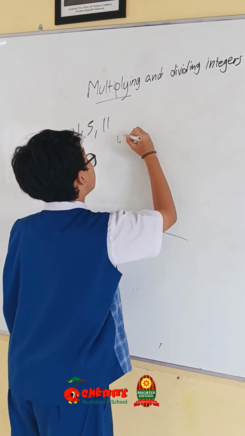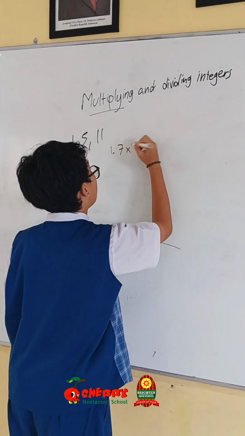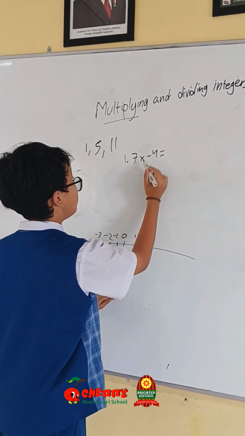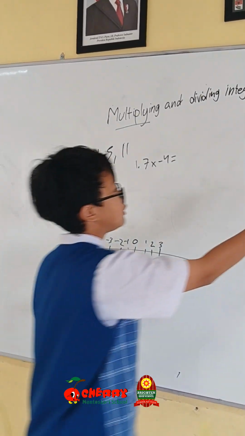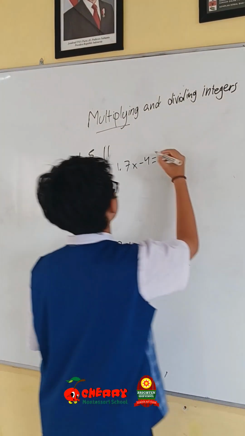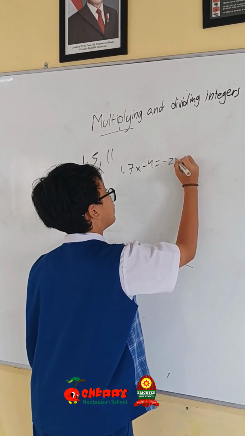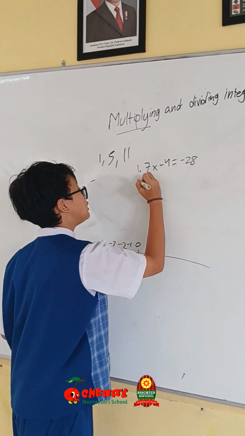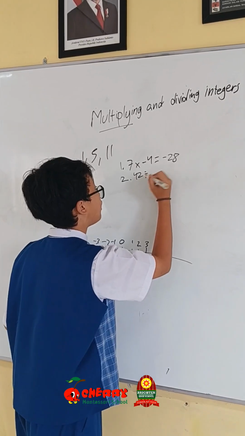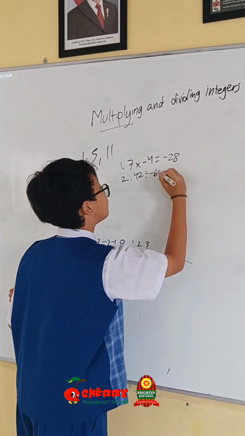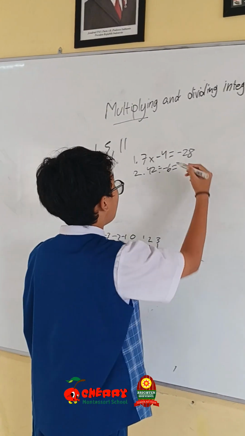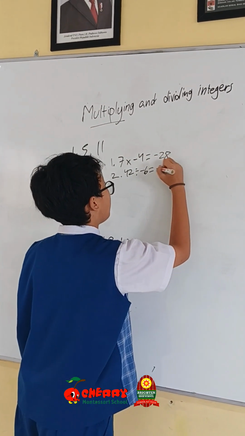Number 1. Let's say 7 times negative 4. It's normal multiplying, but using these rules. So we know that the total is going to be negative. That means we're going to make it negative 28. Now the second: 42 divided by negative 6. That would be the same, and it will become negative 7.